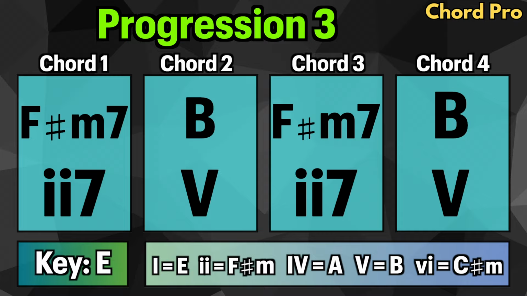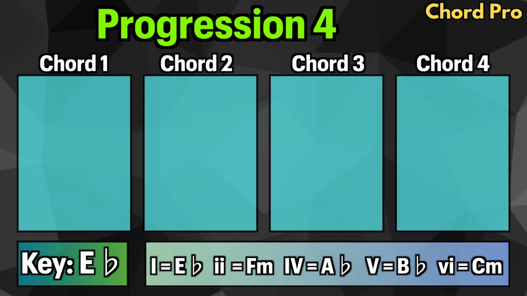The chords were 2 minor 7, 5, 2 minor 7, 5, or F sharp minor 7, B, F sharp minor 7, B. Progression 4, in the key of E flat.